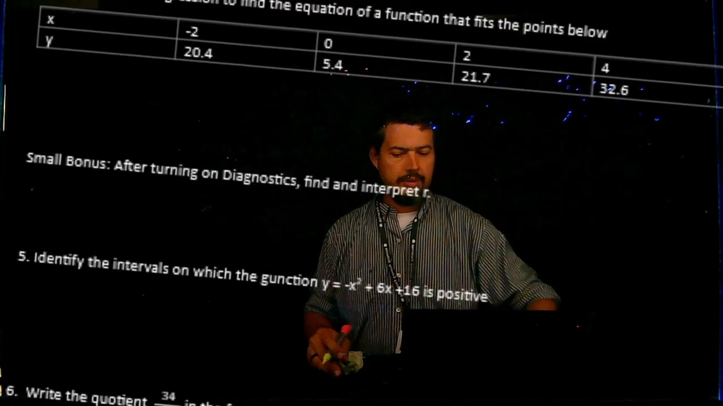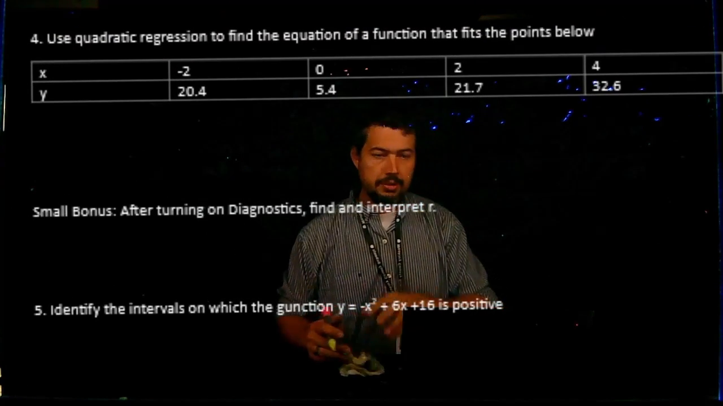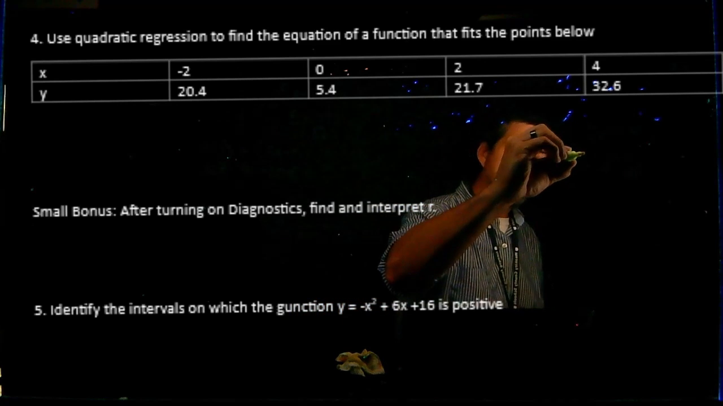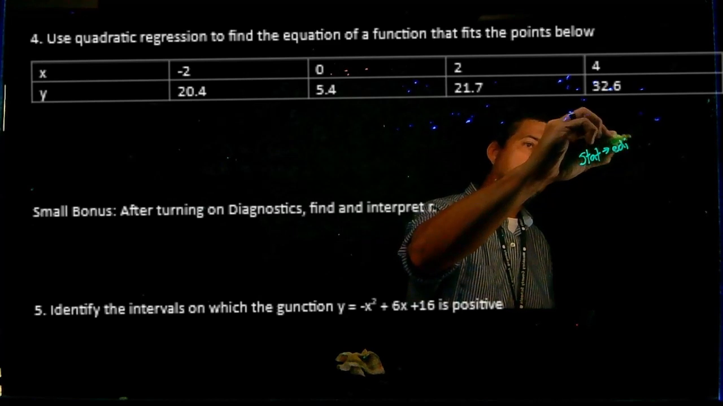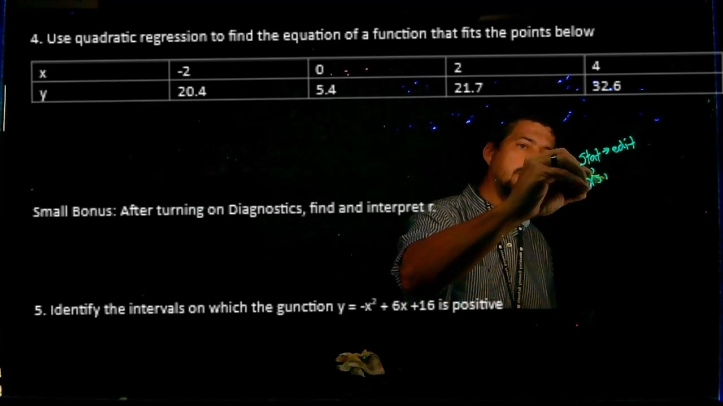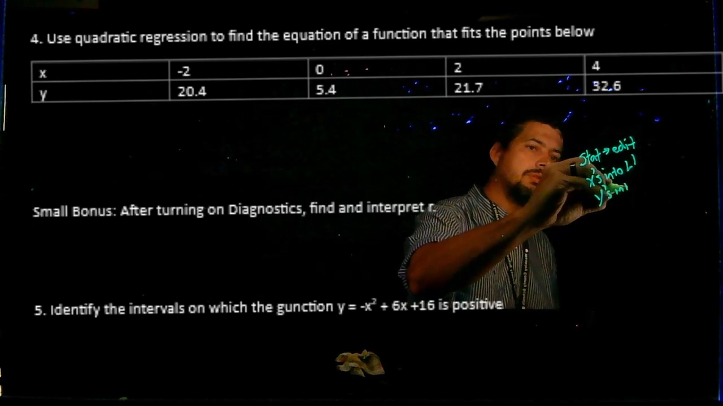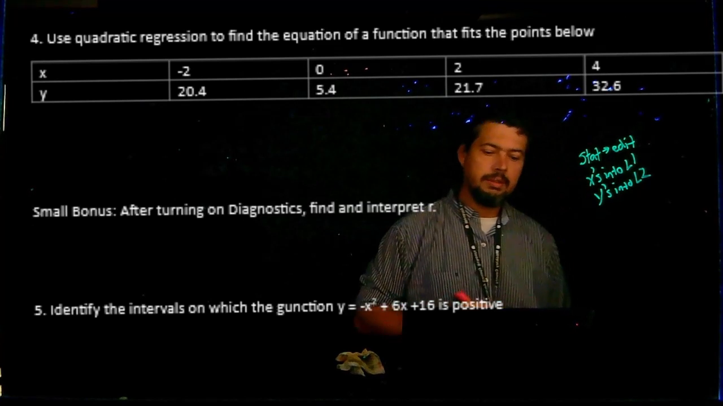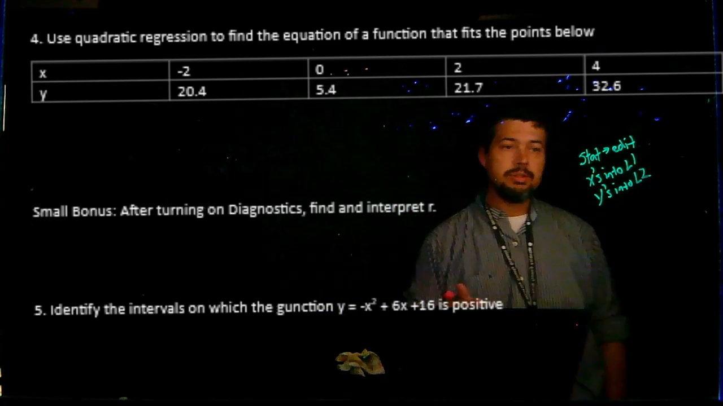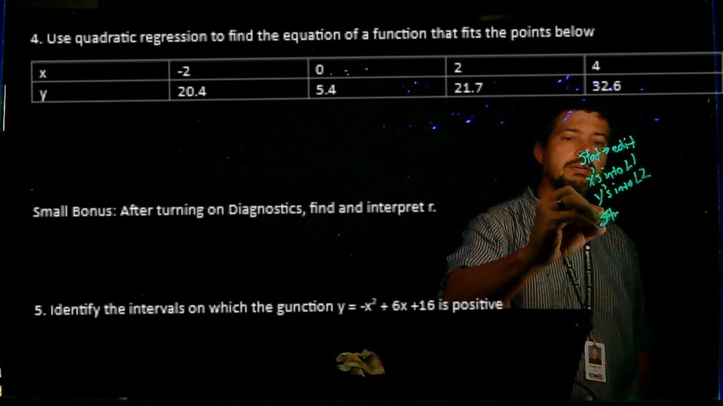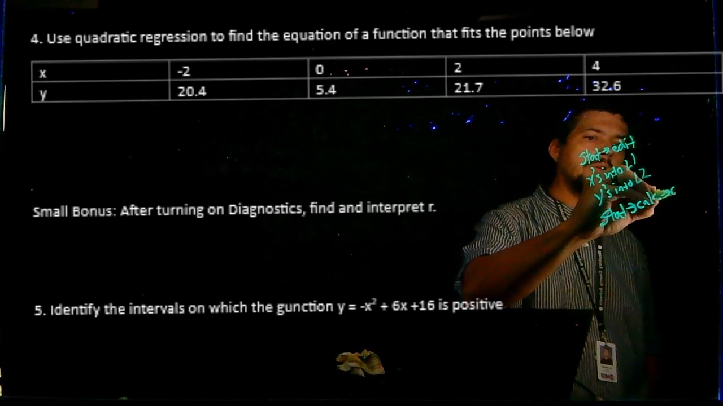All right, now, what are we supposed to do here? Find the equation of a function that fits the points below. So as we do this, we're going to go to Stat. We're going to choose Edit. The X's into List 1. The Y's into List 2. And you're supposed to use quadratic regression, so then we're going to press Stat, Calc, Quad Reg.